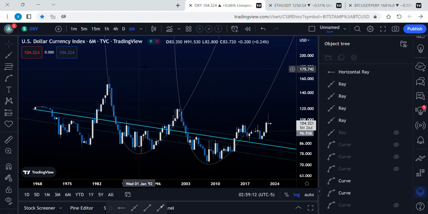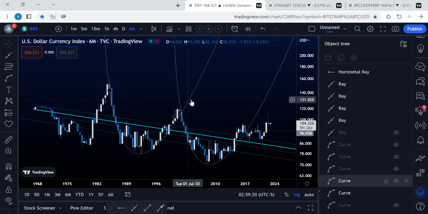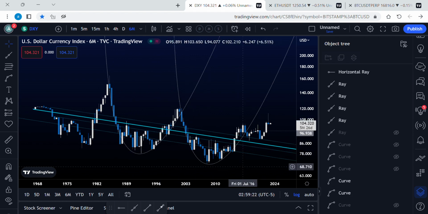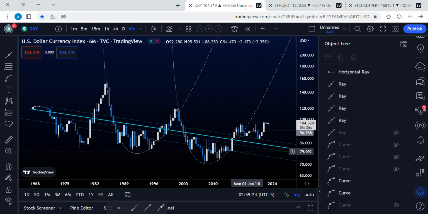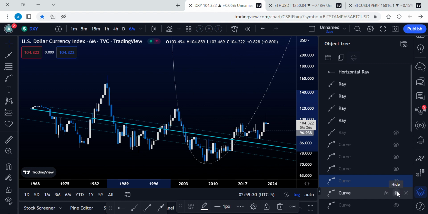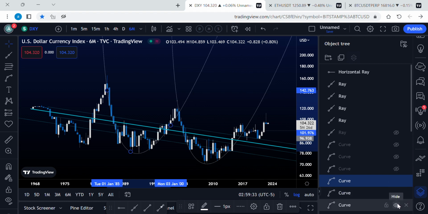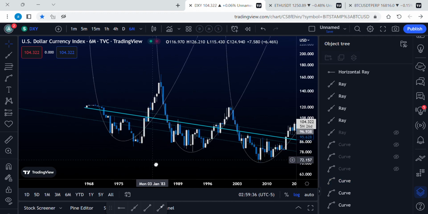So I went to the 1 month and I think also the weekly, and made sure this is the right layout of the arches. Okay, we have the third one. We have the third one. Let's see. This is the third one.